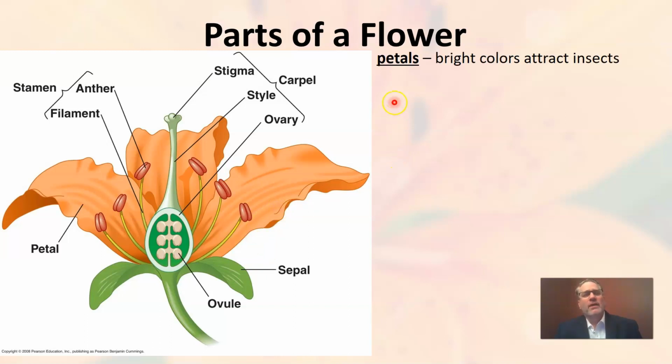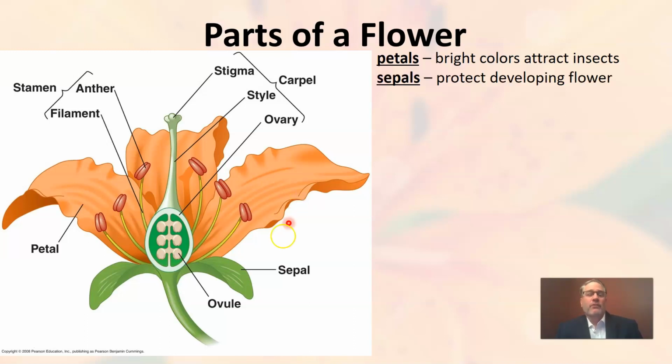As we mentioned, I think already several times, the petals, which are these brightly colored and sweet smelling structures or parts, these are used to attract insects. So petals are all about attracting insects. We want to attract insects because they're pollinators, and those pollinators, remember, are helping move pollen from male parts to female parts, which is, of course, pollination.